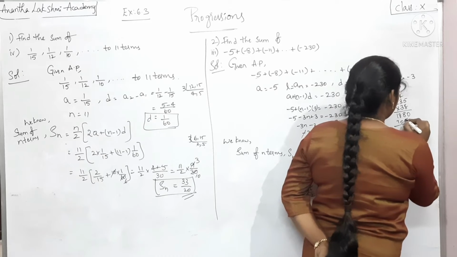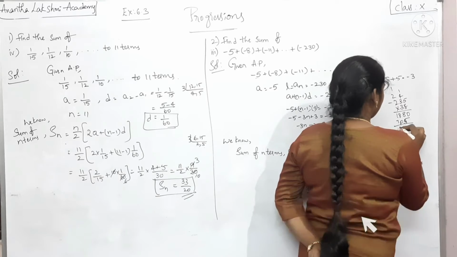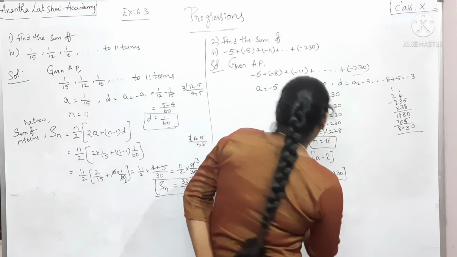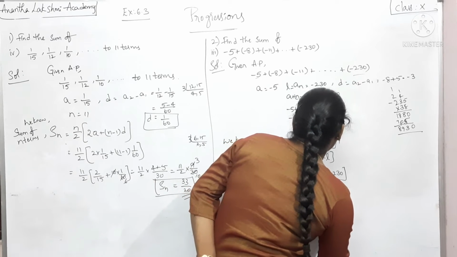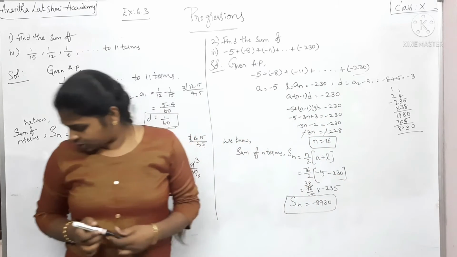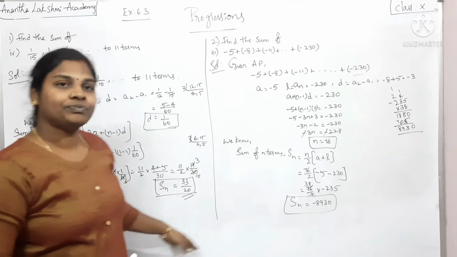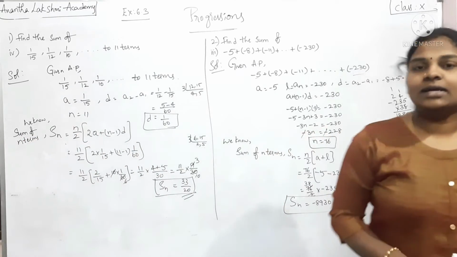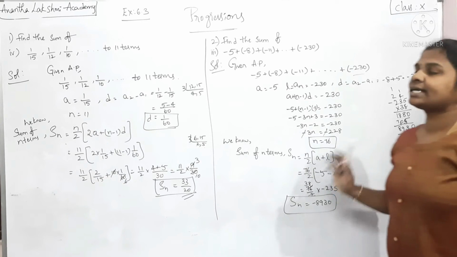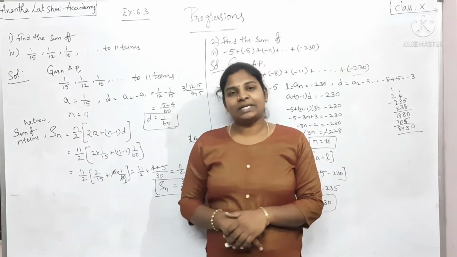So this is going to be around 8 plus 5 is 13, 9, 8930. So the sum of n terms is going to be minus 8930. Let me check whether that matches with my simplification. Yes, exactly. So Sn is nothing but minus 8930. This is about the first and second problems of exercise 6.3. Okay, let me jump into the next problem.